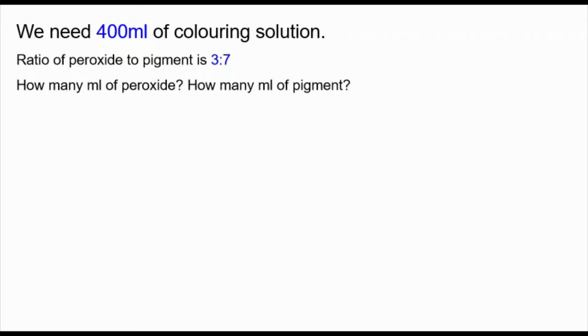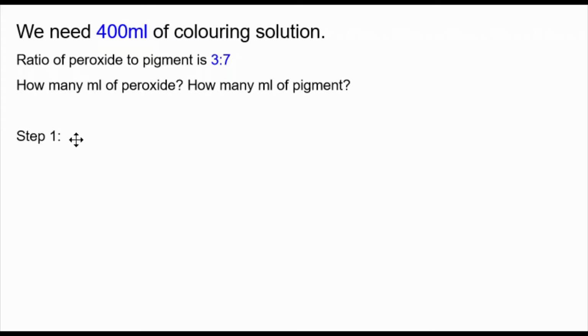This video is an example of the preparation of a coloring solution at the hair salon. We need 400 milliliters of the solution. The ratio of peroxide to pigment is 3 to 7. How many milliliters of peroxide do we need, and how many milliliters of pigment do we need? This calculation is done in 3 steps.